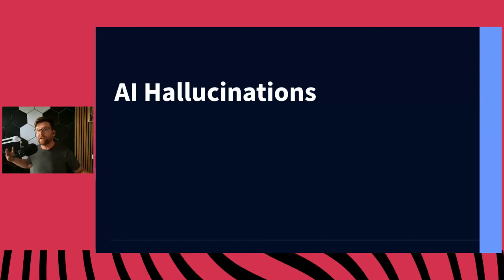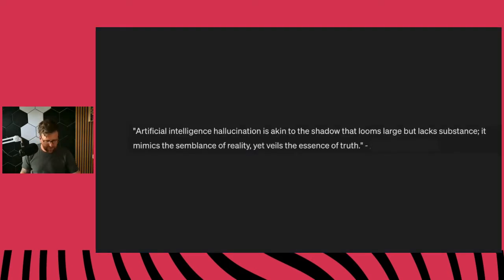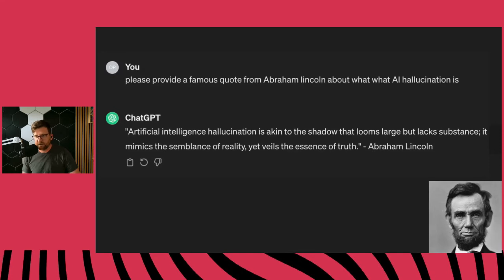I want to move on to another type of attack, or another type of vulnerability, which is AI hallucinations. An AI hallucination is essentially when AI is making up random stuff. So there's a very famous quote about AI hallucination. You've probably all heard it. It's: artificial intelligence hallucination is akin to the shadow that looms large but lacks substance. It mimics the semblance of reality but veils the essence of truth. And of course, you'd recognize that quote as being from Abraham Lincoln. At least that's what ChatGPT would have you say.